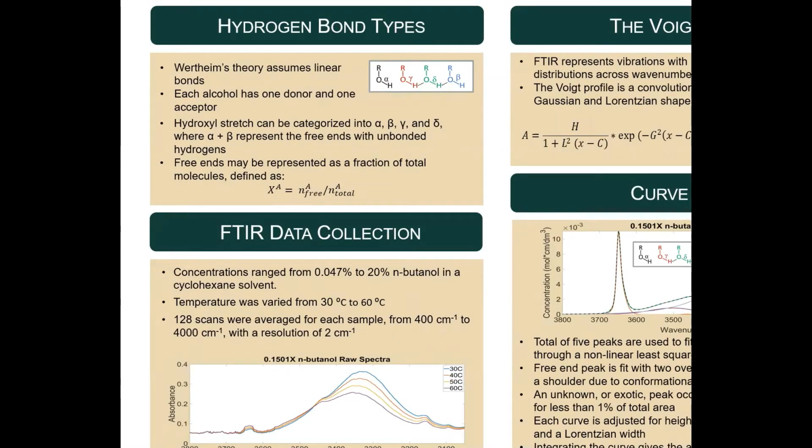Hydrogen bonds may be classified into several different types. Veytsman's theory assumes a linear association model, where each alcohol has one donor and one acceptor site. Now, the hydroxyl stretch can be categorized into alpha, beta, gamma, and delta bonds, where the alpha and beta are free hydroxyls, the delta is in the middle of a chain, and gamma makes up one end of the chain. The alpha and beta free ends may be represented as a fraction of total molecules, defined as XA, or fraction free, equal to number of moles that are free over number of moles total.